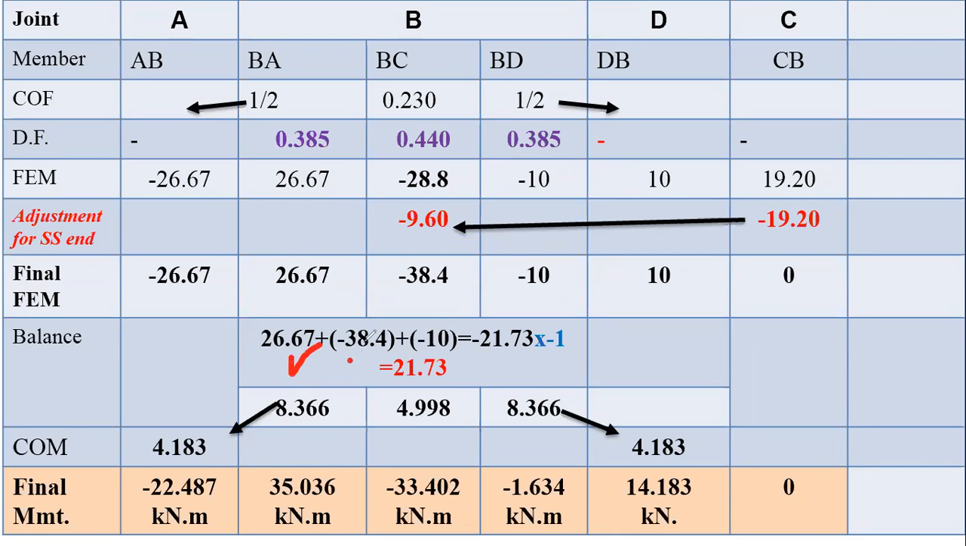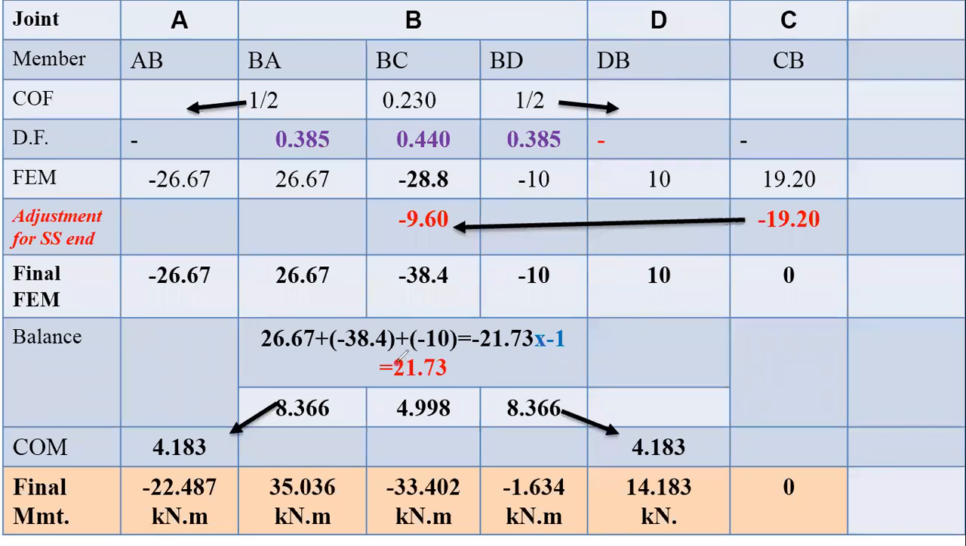26.67 minus 38.4 minus 10. So the summation of moments will be minus 21.73. This is the summation. The balancing moment or the distributing moment will be multiplied with the negative sign, or multiplied with -1, so the balancing moment will be plus 21.73. This is the balancing moment we have to distribute. How to distribute? With respect to the distribution factor.